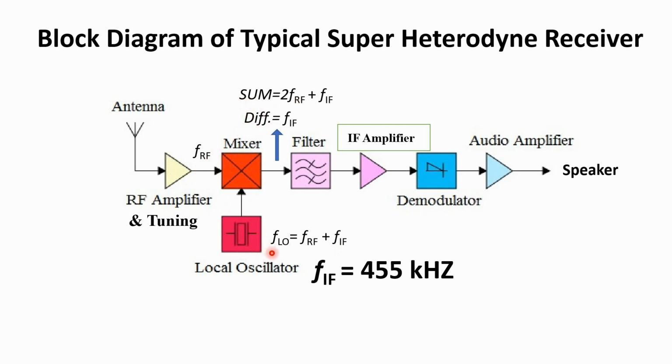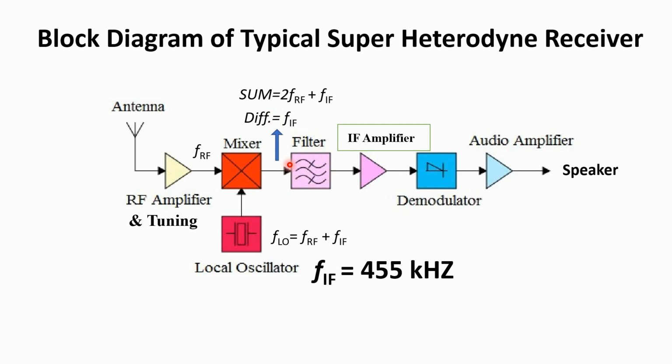As you can see here, FLO is greater than FRF because FLO is equal to FRF plus FIF. So obviously FLO is greater than FRF. Here the sum frequency is equal to twice FRF plus FIF, and the difference frequency is equal to FIF, the intermediate frequency signal. So the output of the mixer is the sum frequency and the difference frequency, and the difference frequency is the lowest of these two, right? These two signals are now given to the filter section.